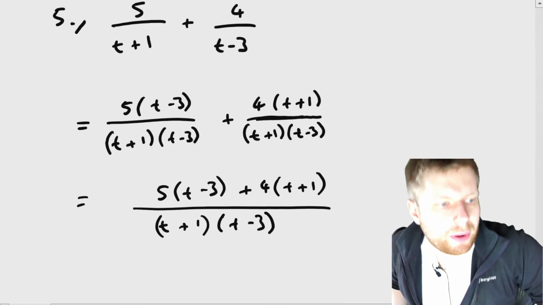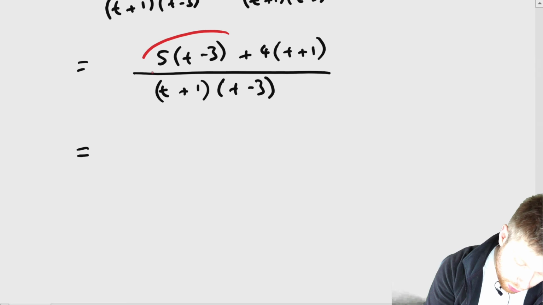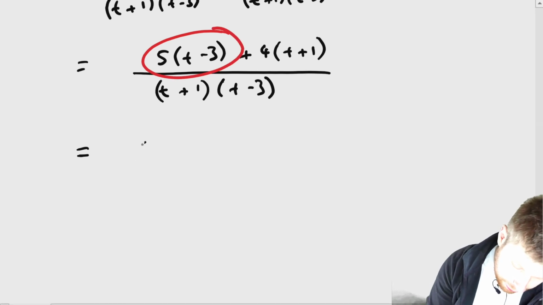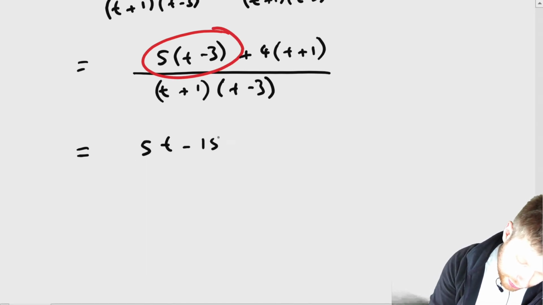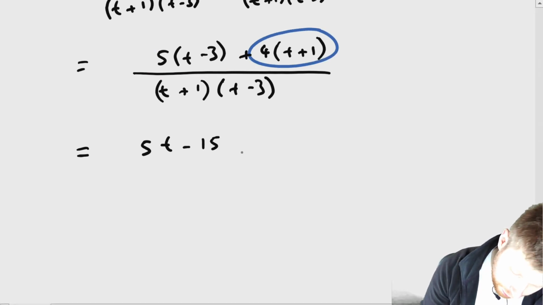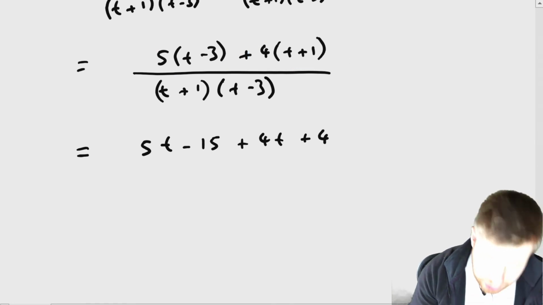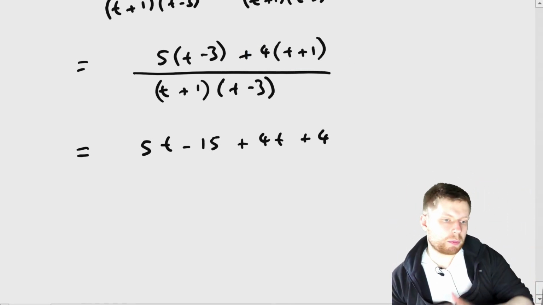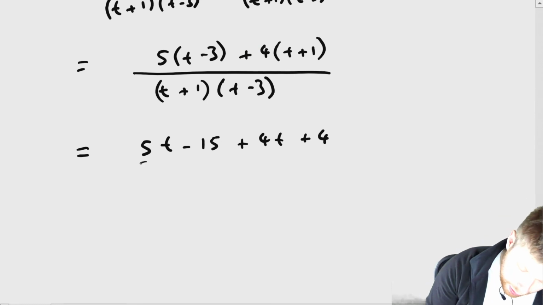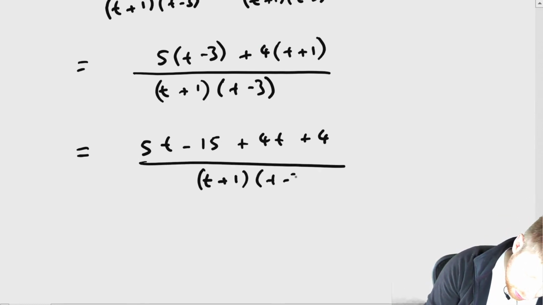Now all I'm going to do now is just expand out the numerator. So I'm going to expand out first of all the first bracket. So I get 5t minus 15. And then if I expand out the second bracket, I get 4t plus 4. You notice it's positive because it's got positive 4t. Positive 4 times positive t makes positive 4t. Okay, and the denominator is t plus 1, t minus 3.